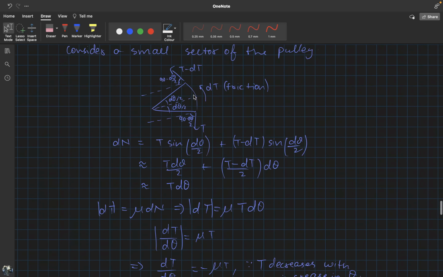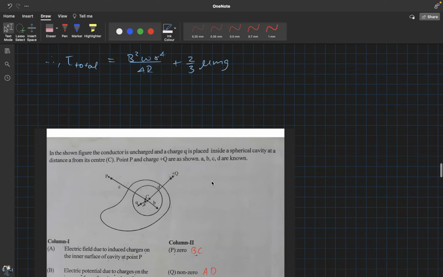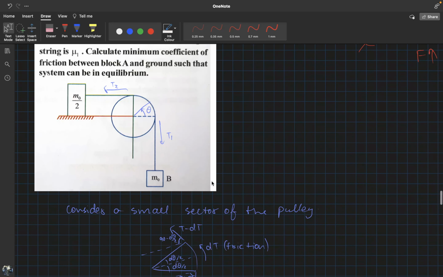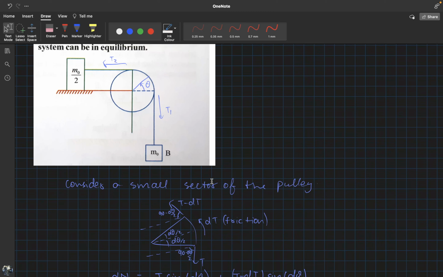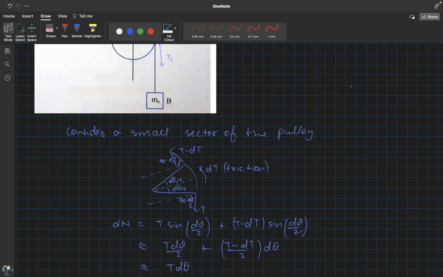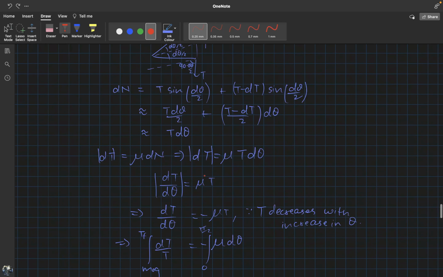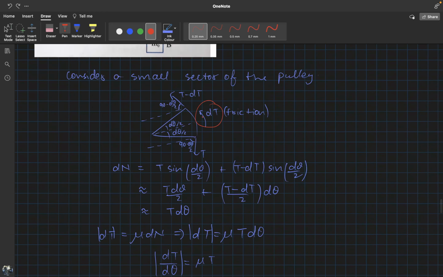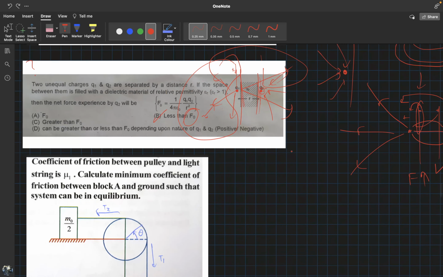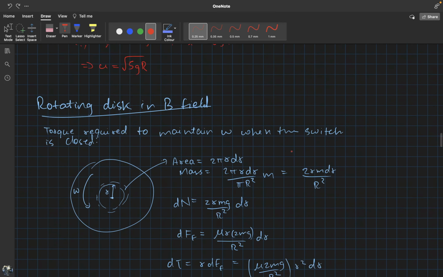Okay. Can you show me the FBD for the pulley once? The FBD for the pulley: T plus dT, delta theta. Okay, friction. I've considered dT itself to be friction, the little change in tension that is due to friction, right? Okay, so mu into normal, right? Yeah, that's what I've done. Okay, done. That rotating one, which you said there's no option correct. Where is that one? That's this one.